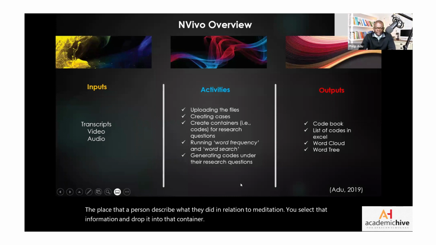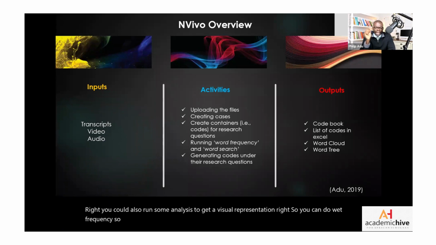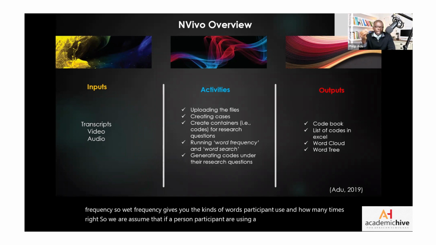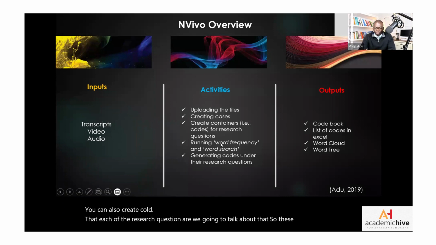You could also run some analysis to get a visual representation, right? So you can do word frequency. Word frequency gives you the kinds of words participants use and how many times, right? We assume that if a participant uses a specific word many times, it means that it's important, so you have to pay attention to that information. You can also search a particular word and see how the word was used within a sentence or a paragraph. You can also create code under each of the research questions, and we're going to talk about that. So these are the activities that we may do today.